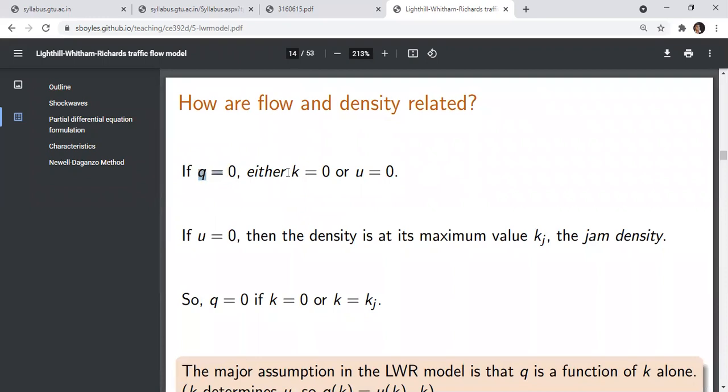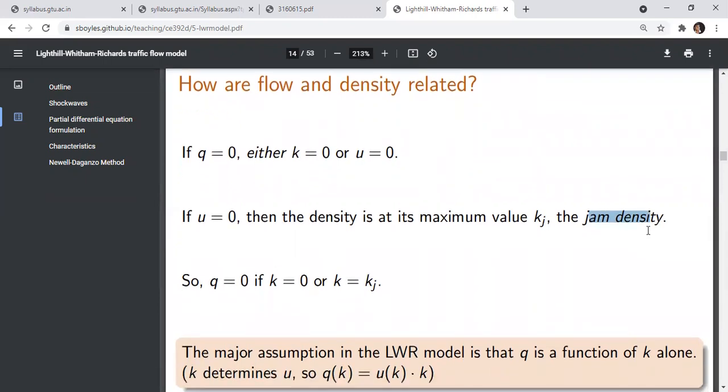If flow is 0, either k is equal to 0 or u is equal to 0. So if the flow rate is 0, either the density of the particular section is 0 or the vehicles are in a steady position. If u is equal to 0, then the density is at its maximum value kj, the jam density. So if the speed is 0, we can conclude that in the particular section the vehicles are overcrowded, or there is a jam density, that all the vehicles have stopped at a particular section, and the speed is 0.